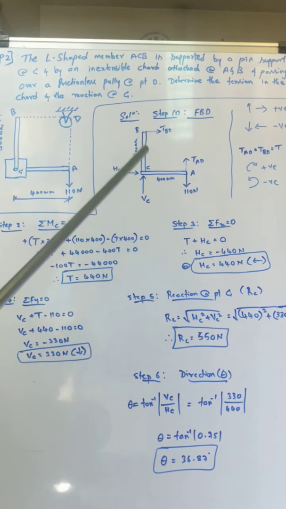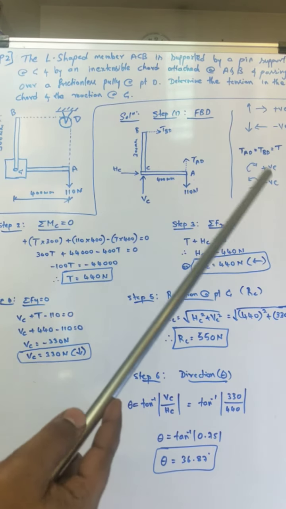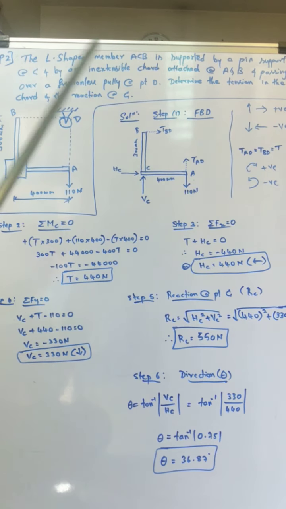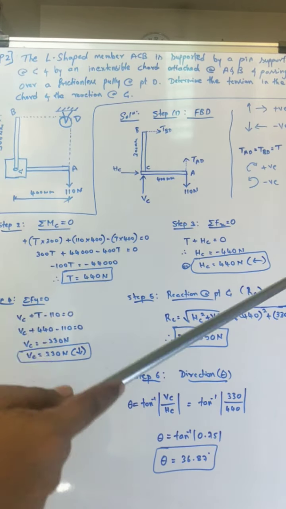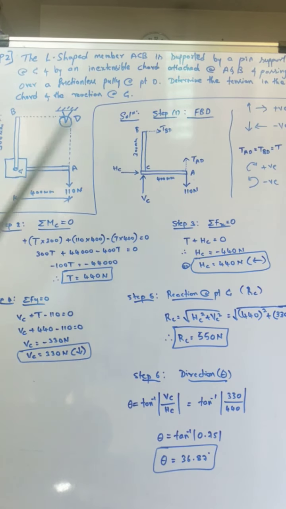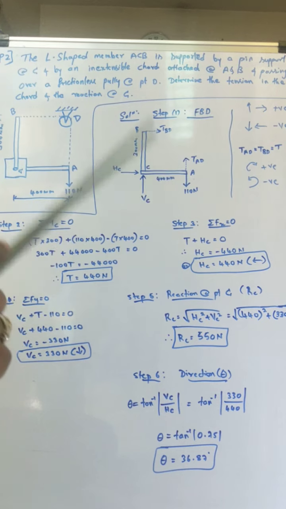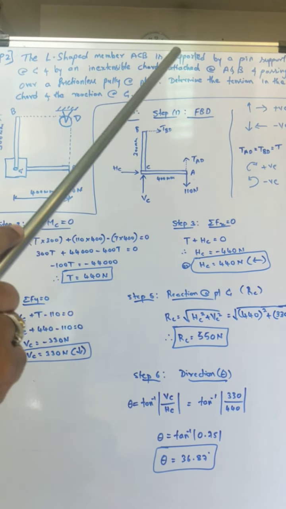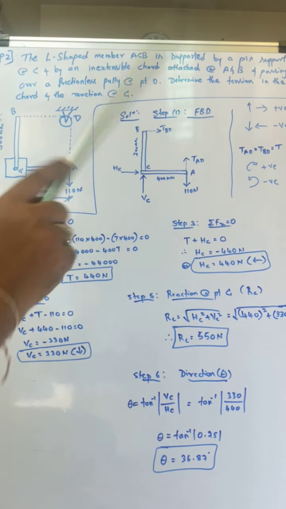Read the question very carefully, because so many points are there in the question itself. Because he is telling us the pulley is frictionless, that means it is saying something. We'll see that while solving the numerical. Determine the tension in the cord and the reaction at C. Okay, let's start solving the problem. The first step is the free body diagram. So step 1, free body diagram.